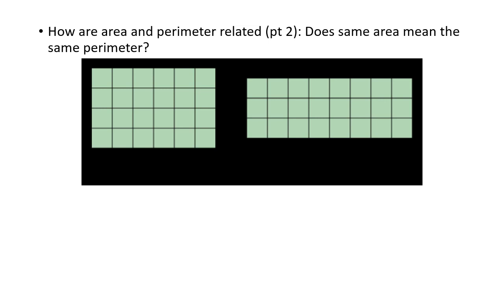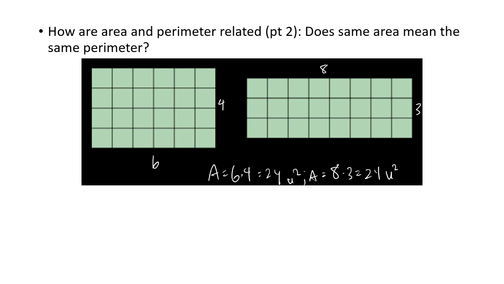So now the question is, does the same area imply the same perimeter? And here we can see we've got a 6 by 4 rectangle here, and then we've got an 8 by 3 rectangle here. And so we can see that the area for both of these is 24. So the area is 6 times 4, which is 24, and the area is also 8 times 3, which is 24 units squared. So we've got the same area for both of these.